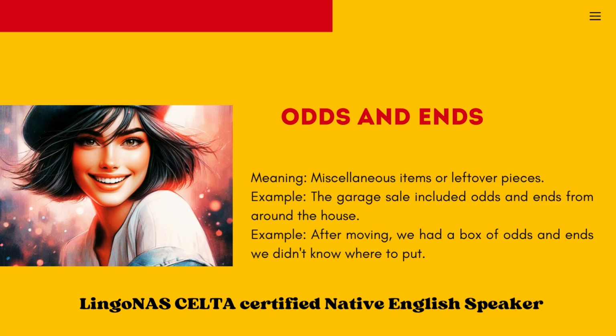After moving, we had a box of odds and ends, and we didn't know where to put these odds and ends. It's a great idea if you want to become a minimalist to have a box somewhere in your home and you toss in all your odds and ends, and at the end of the month, you close it up and you give it to charity because let's be honest, we don't need these odds and ends. They are miscellaneous items, they are leftover pieces. Dare I say that sometimes they are just junk? What are your thoughts? Comment below.